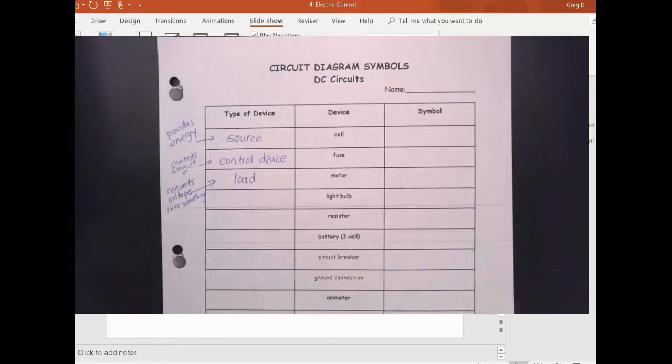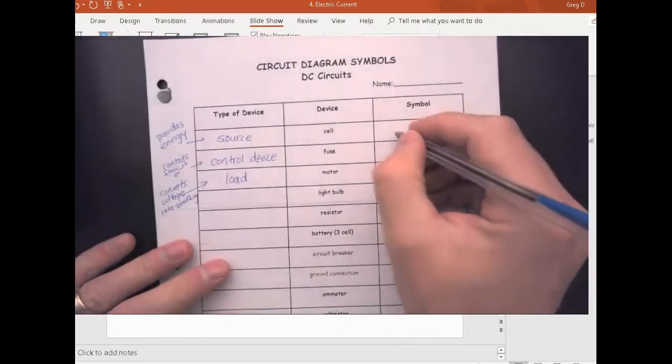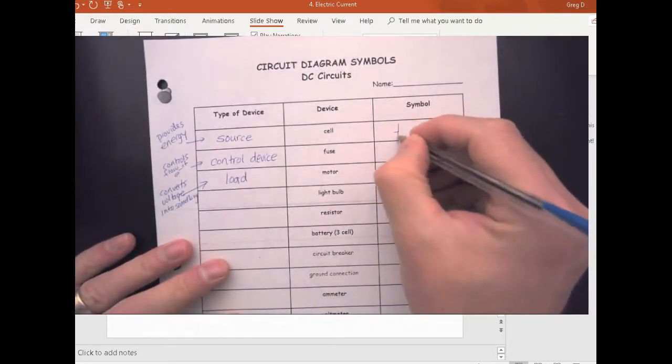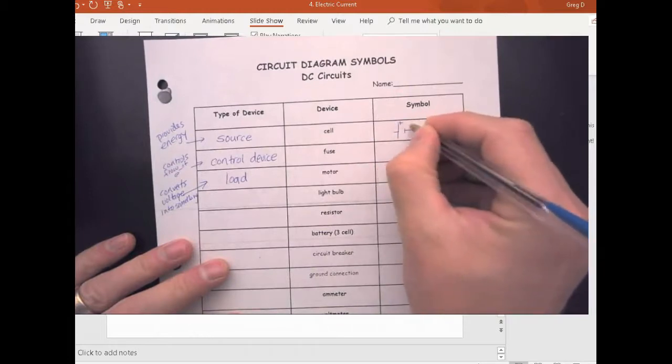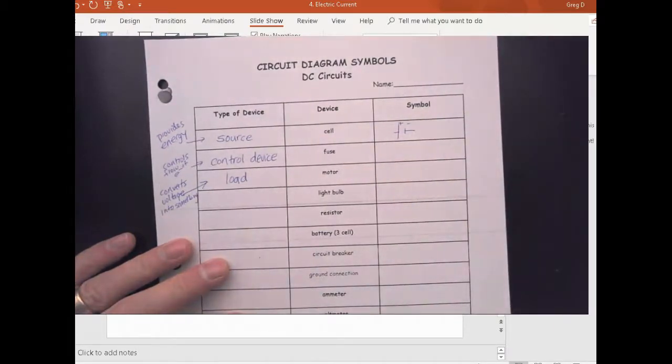Okay, students, what we're going to show you is a bunch of different symbols that we can use, and some of them we already know. A source is something that provides energy, and this would represent a battery, so this is what we'd have. The short end is the negative end, the big end is the positive end.